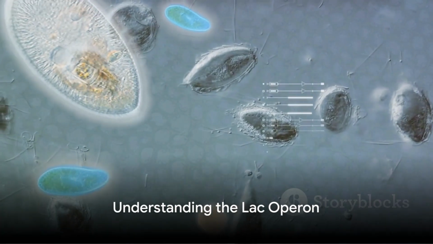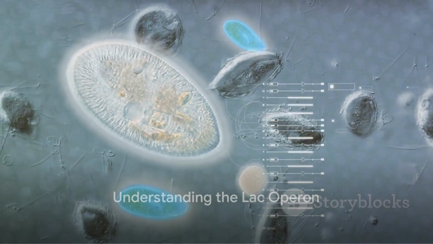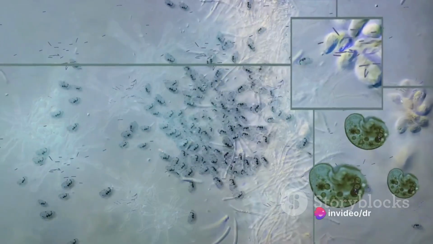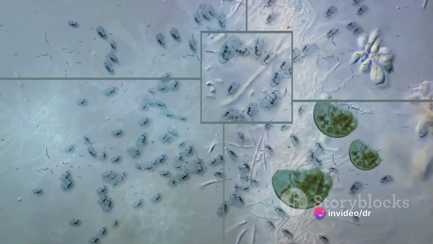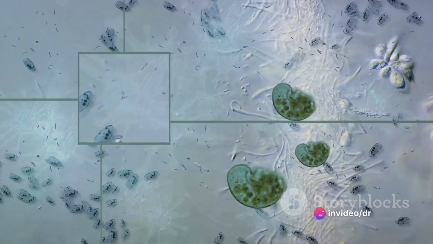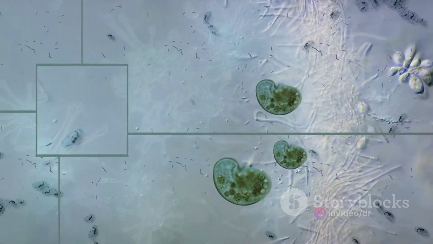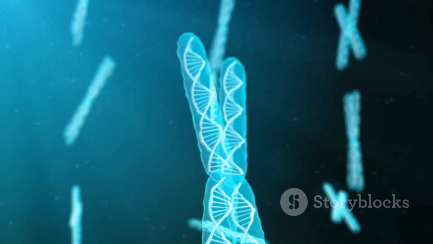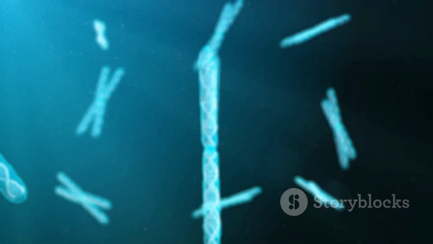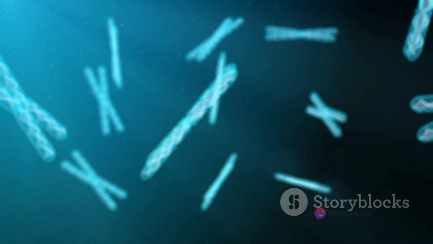The lac operon is a set of genes in bacteria that controls the breakdown of lactose, a type of sugar. It's like a metabolic switch that turns on or off depending on whether lactose is present. Intriguing, right? Here's how it works. The lac operon consists of three parts: the promoter, the operator, and the genes.